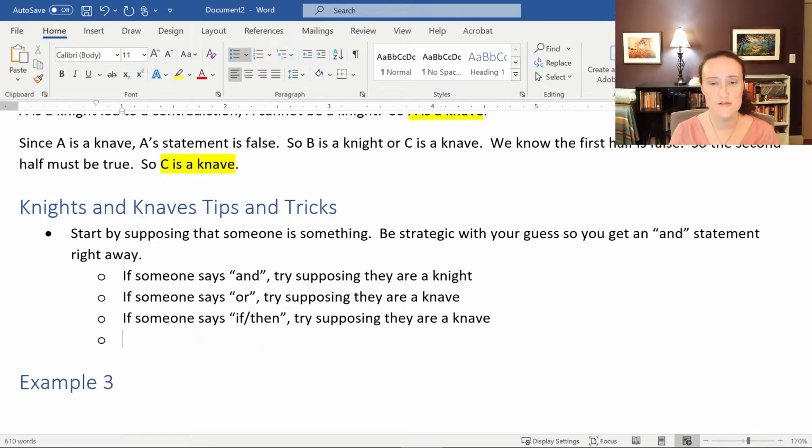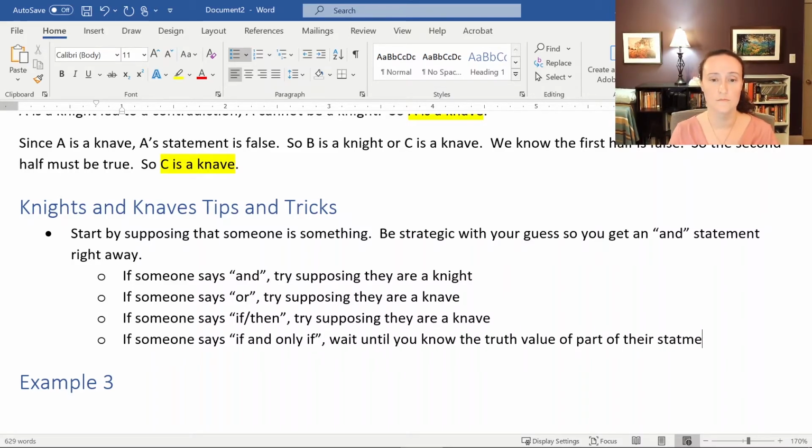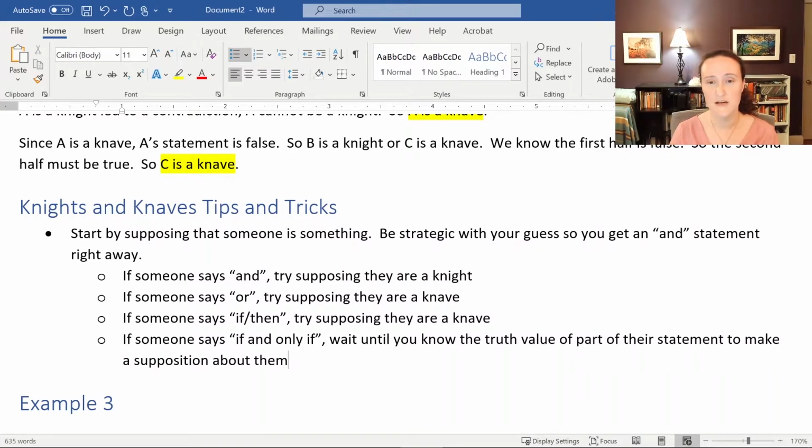And finally, if someone says an if and only if statement, I would hold off on guessing anything about them until you've collected more information later on. And that's because an if and only if statement asserts that both parts of the statement have the same truth value, but it doesn't assert which truth value that is. So you have to wait until you know the truth value of at least half of their statement before you can start making a guess about them.